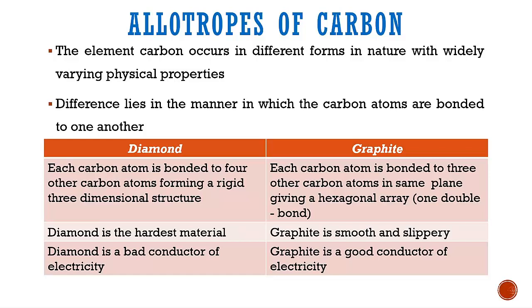So the layers can slip over each other, and as a result, diamond is a bad conductor of electricity, whereas graphite is a very good conductor of electricity because one bond is yet to be done. That is, there is one valence electron present in that. Let's see something more about allotropes.